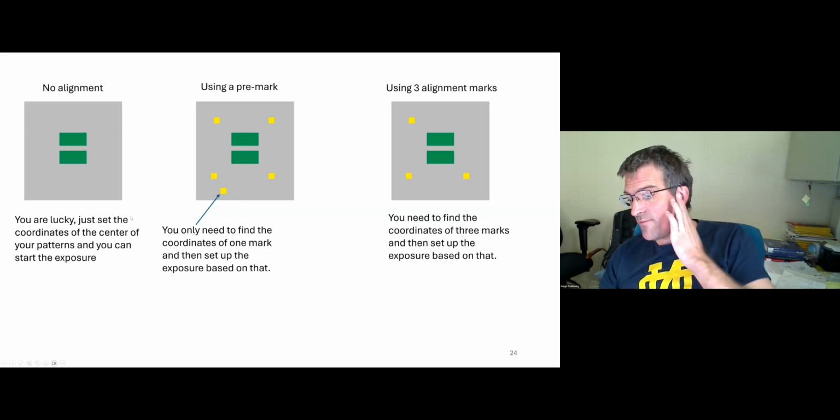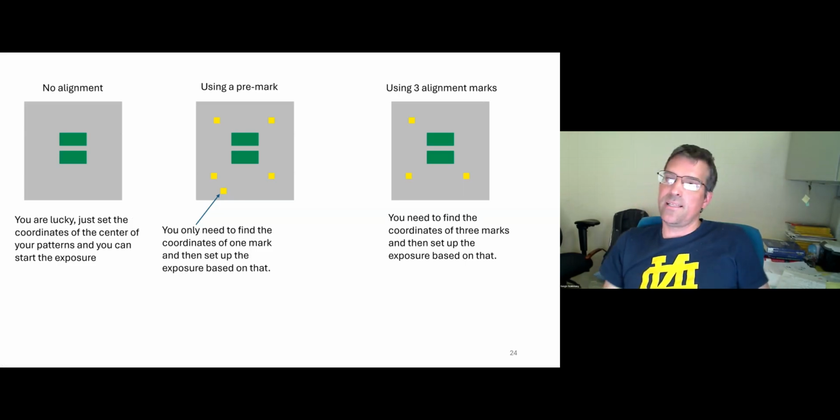Now, this is the part that we can. The other part that I think many users get confused about is the alignment, how to use the alignment marks. Now, if you don't have to do any alignment, then you are lucky and you just need to give a coordinate that you place your pattern in the center of your substrate and then you are done. However, if you have alignments, there are two ways to use the alignment marks in the system.